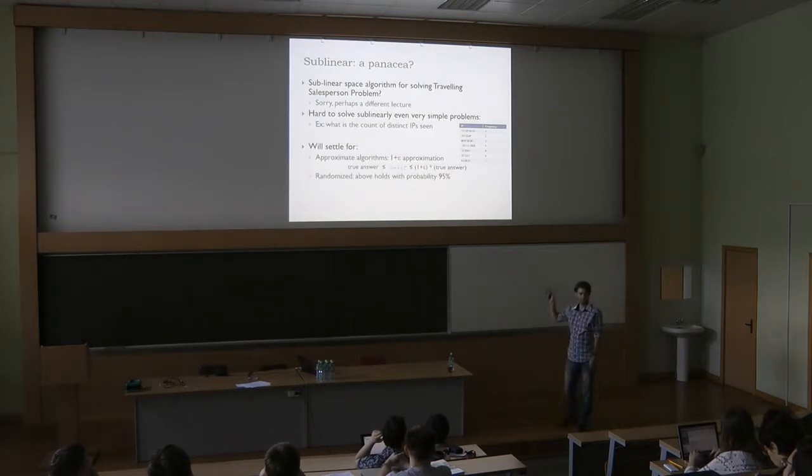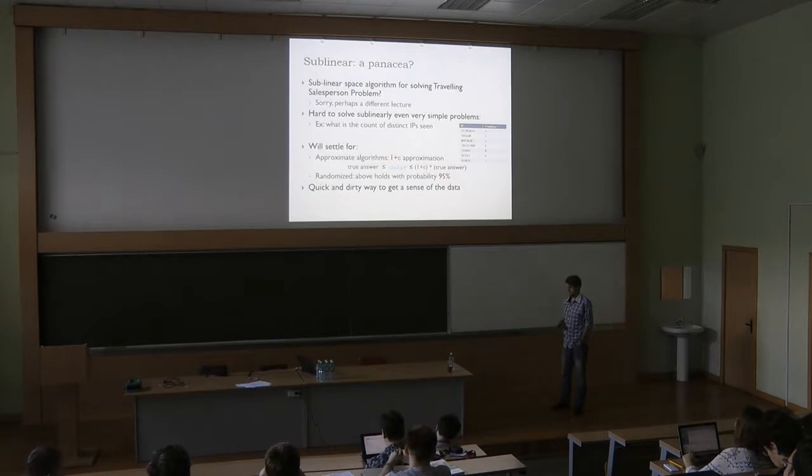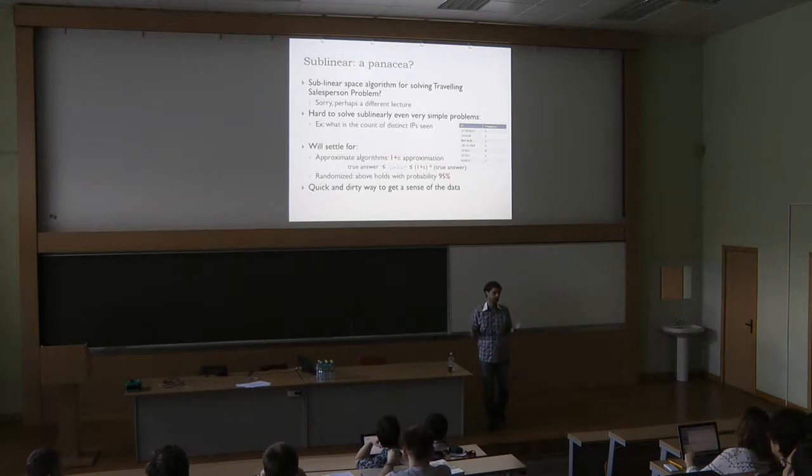And the algorithm will be randomized more often than not. It means that this guarantee will hold with probability, say, 95%. We can increase this, but there will still usually be some randomness. Think about this as essentially a quick and dirty way to get a sense of the data. This is a first warning mechanism saying, oh, something is happening, some statistic has changed, for example, or we can get a rough bird's eye view of the data.